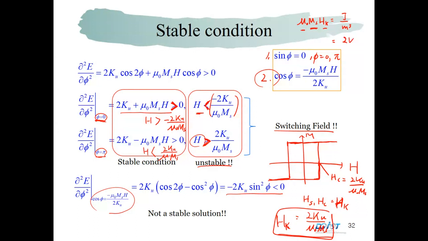And on the right-hand side, 2Ku is also an energy density. So when we obtain some kind of field, it always has this form: some field must be mu0 Ms times some energy term. We can always define such an effective field for each energy.